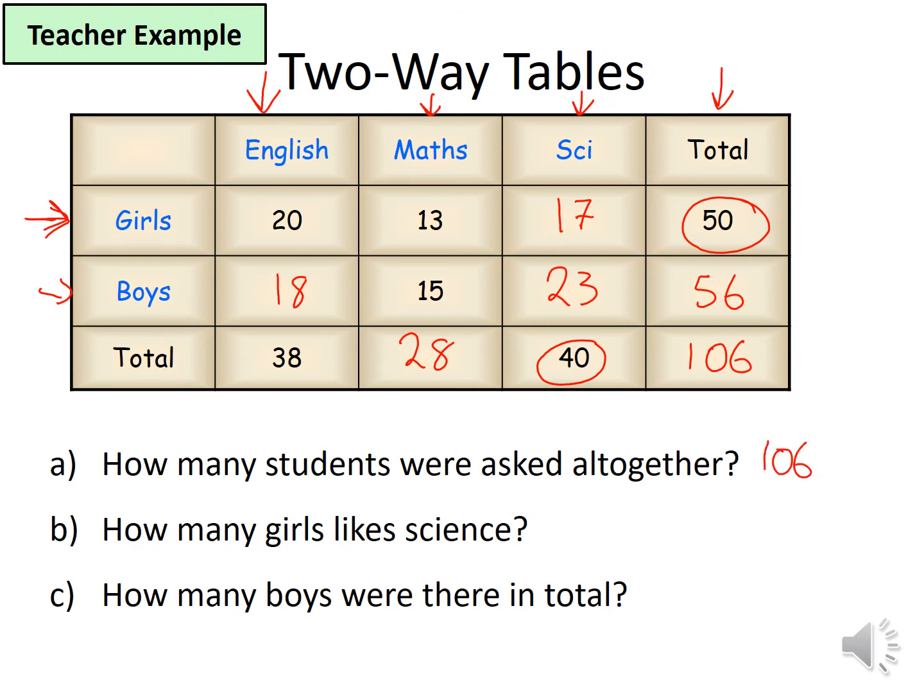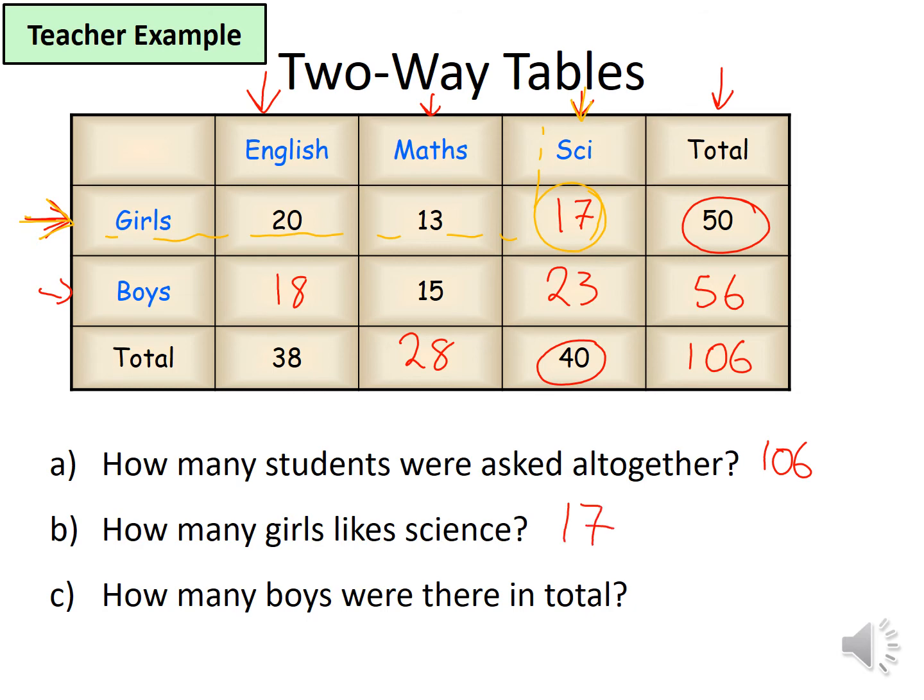How many girls like science? So if I go to the science column, which is this one here, and I read it off, the girls row, sorry, and I go all the way across and all the way down here, I'll see that 17 girls like science. So the answer to that one is 17.